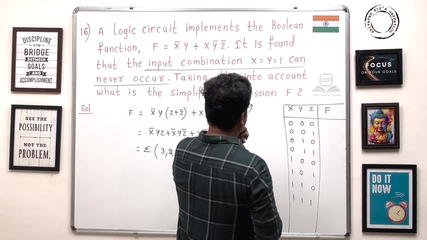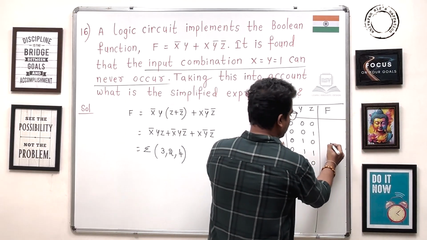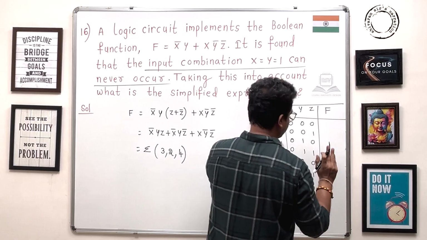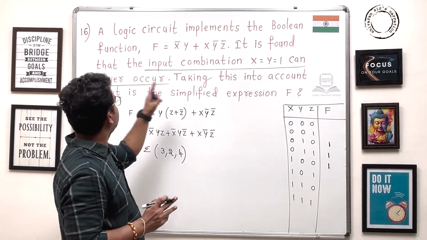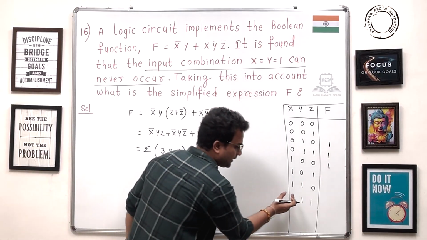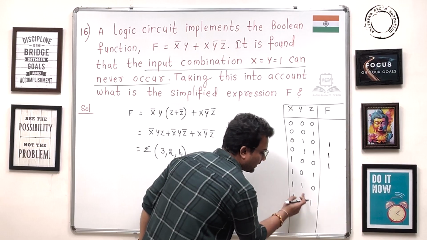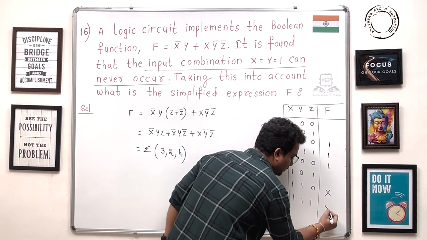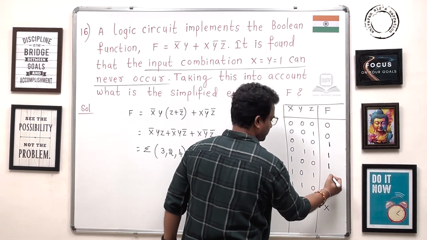Now here what he told, 2 3 4, 2 3 4, and one more, x equals y equals 1 never occurs. See here, x equals 1, y equals 1, x equals 1, y equals 1. These conditions never occur, which means they are considered as don't cares. And the remaining will be 0 as usual.